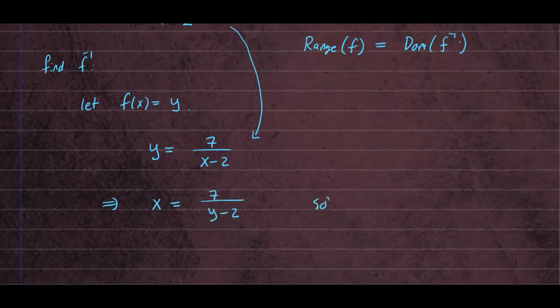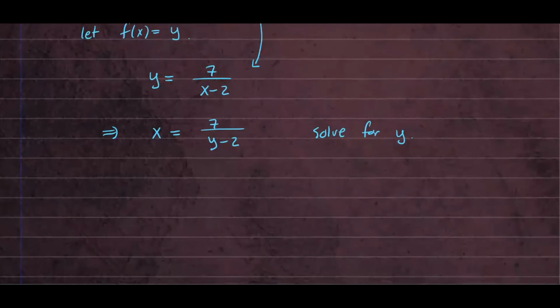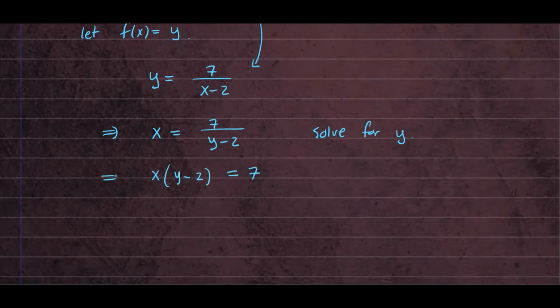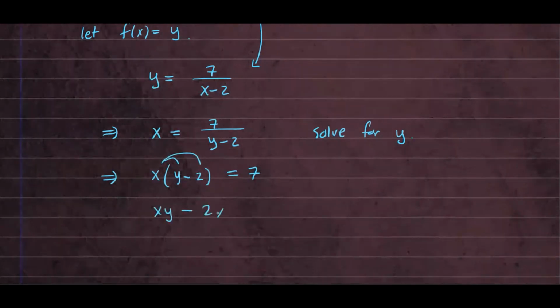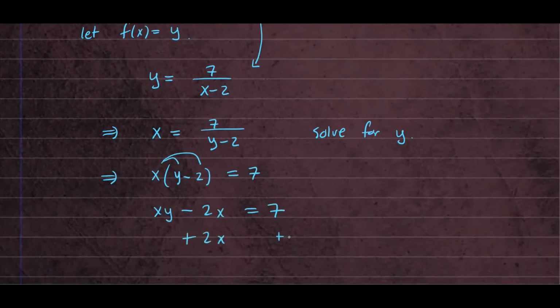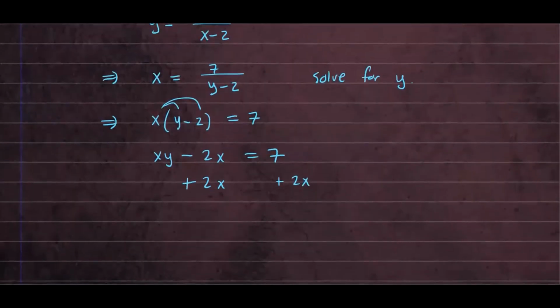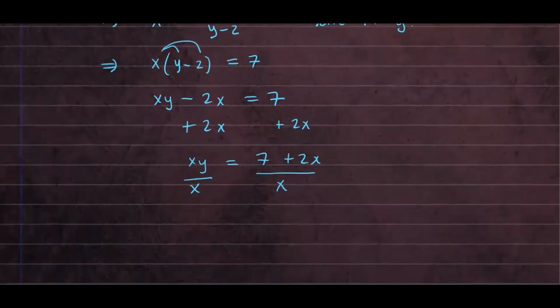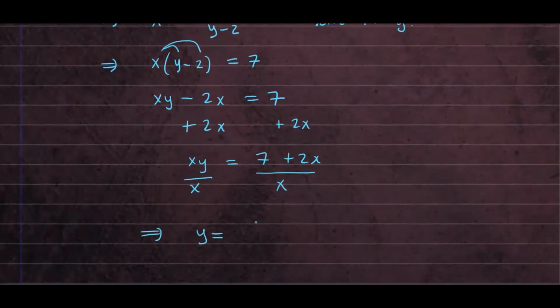And now from here, we are going to solve for y. Let's go ahead and do that. We multiply both sides by y minus 2. We get x times y minus 2 is equal to 7. Again, we're solving for y, so let's go ahead and distribute x. We have x times y minus 2x is equal to 7. Now I can add 2x to both sides to isolate the y term. And this will give me x times y is equal to 7 plus 2x. Finally, I can divide by x to isolate y. And this will give us y is equal to 7 plus 2x over x.